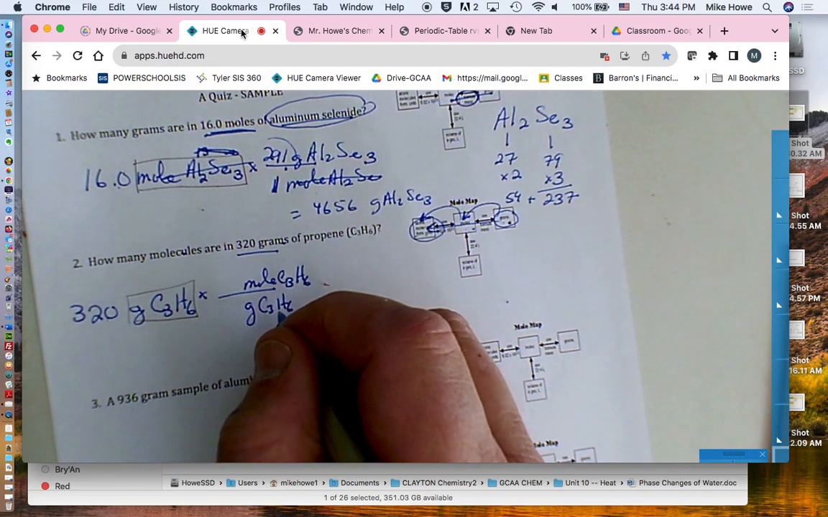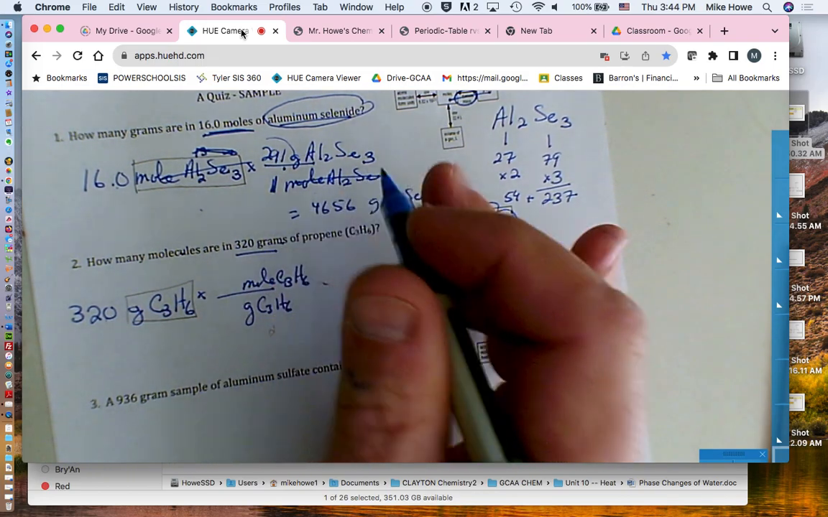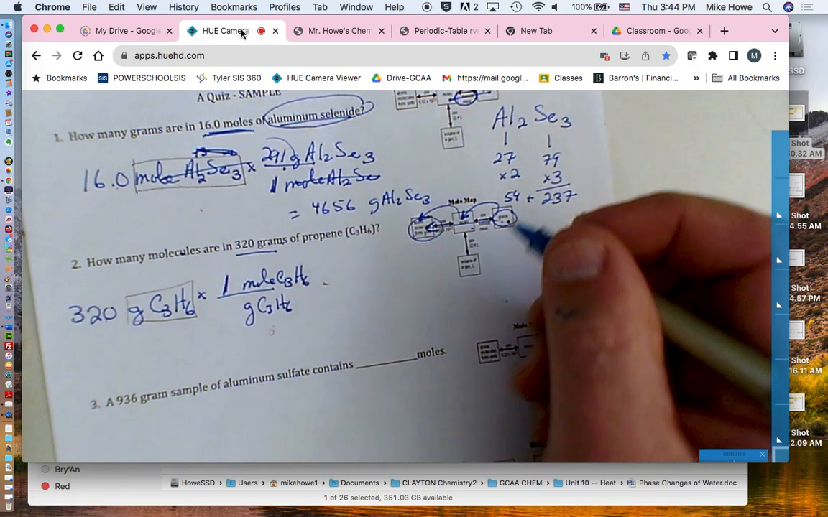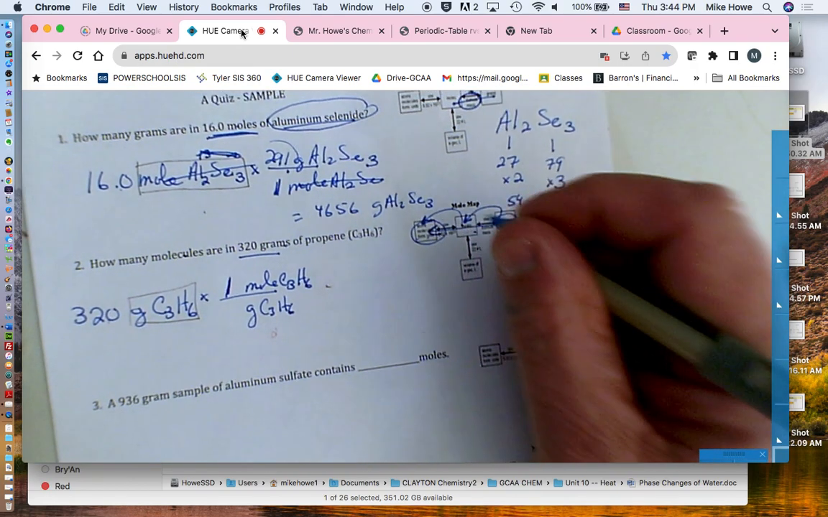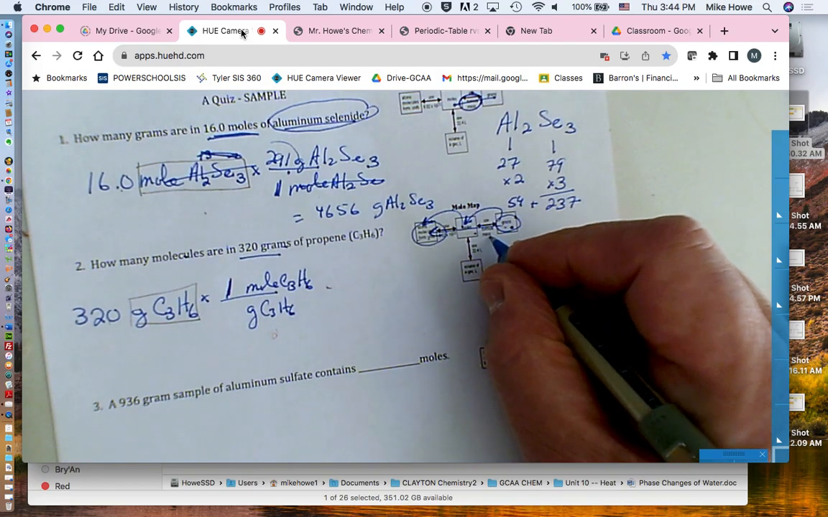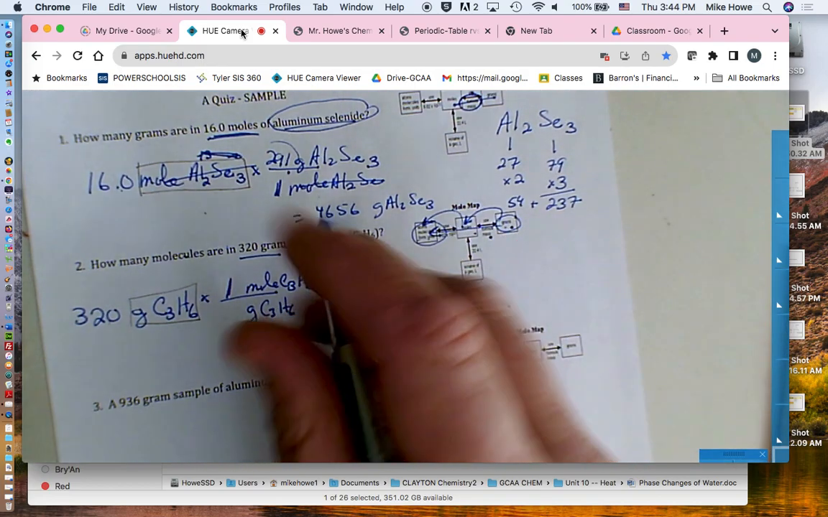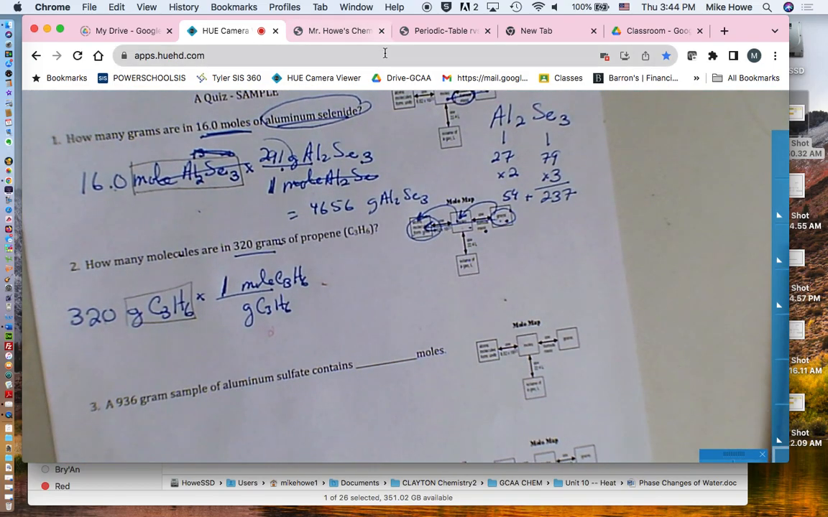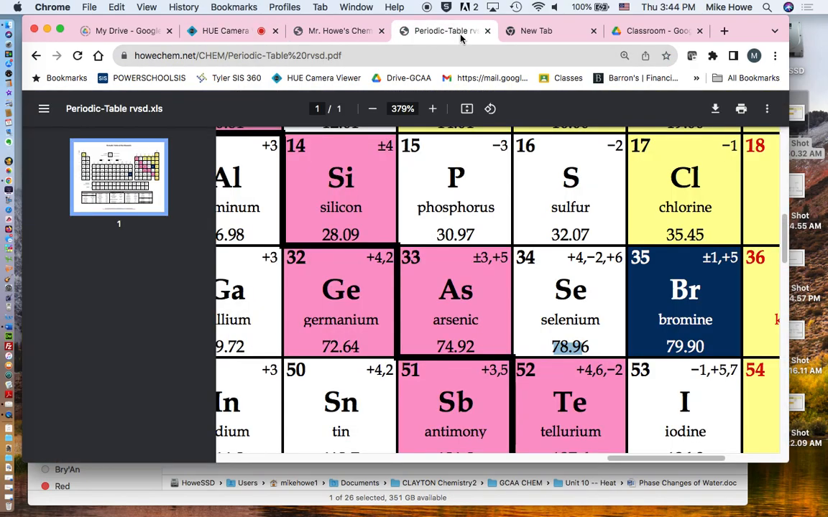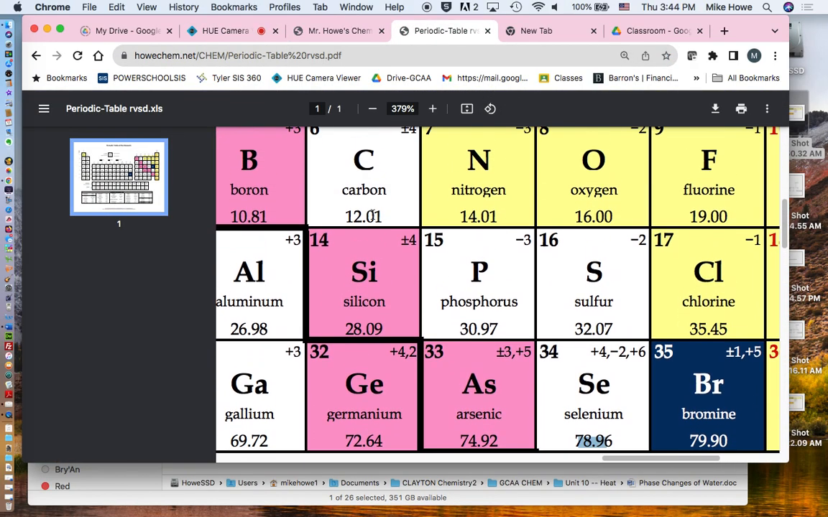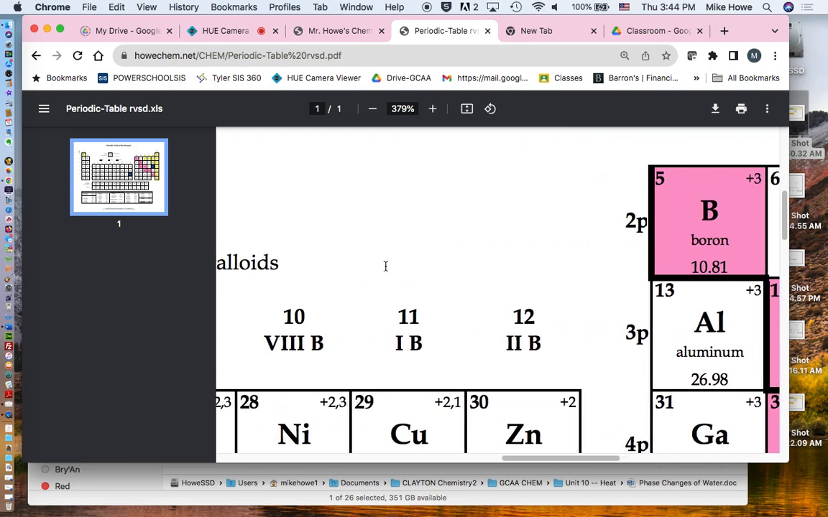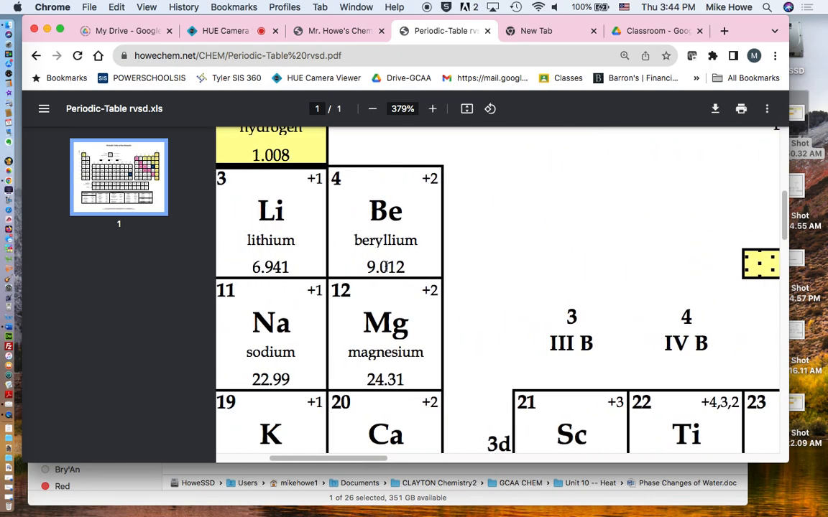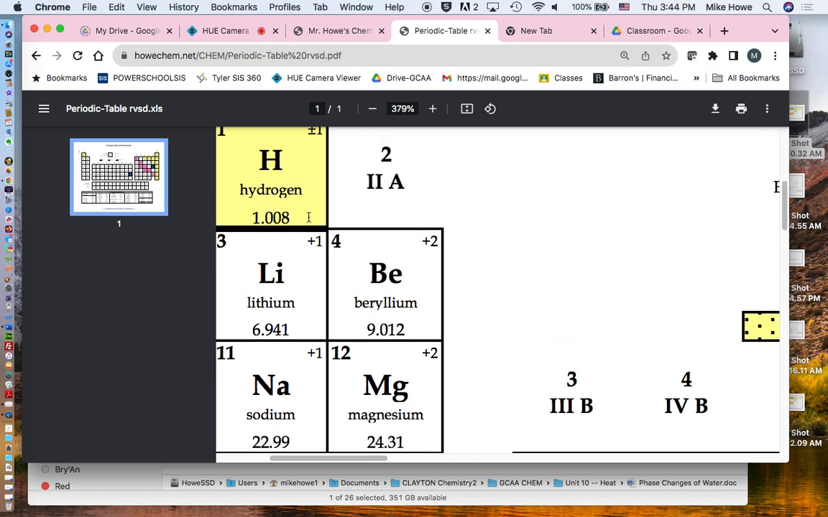What's here goes down here. The number that goes with moles is 1. And it says that when we want to move from grams to moles, we use the formula mass. So we have to figure out what that is. So we have carbon and we have hydrogen. So go over here. Carbon is right here. It's got a mass of 12. And hydrogen's over here, it has a mass of 1.